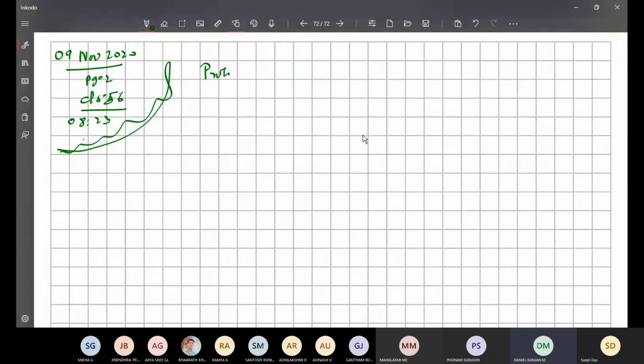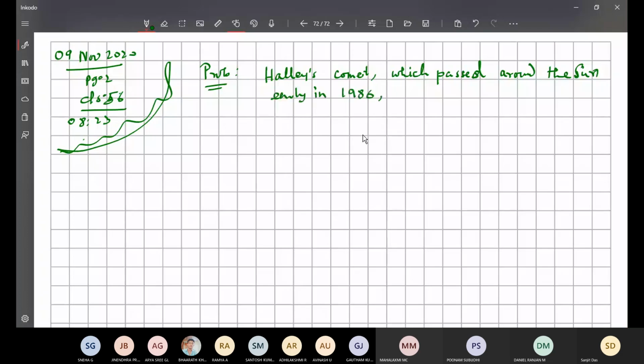Now, one problem related to this, let us try to appreciate and do. This is about Halley's comet, which passed around the sun early in 1986. You were not born at that time, so much before that. It moves in a highly elliptical orbit.